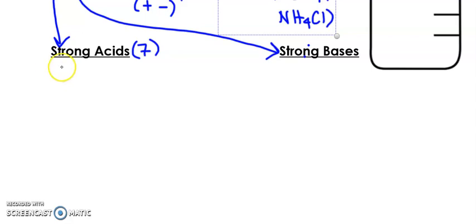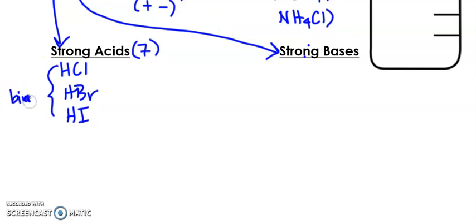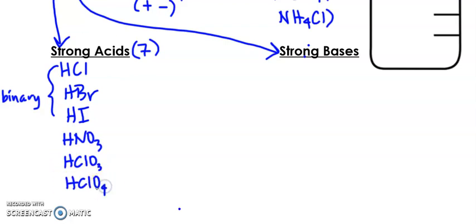So the strong acids are HCl, HBr, and HI. So these 3 are binary. Meaning they're just hydrogen and one element. And then there are some that are ternary, and they are HNO3, so nitric acid, HClO3, HClO4, and H2SO4. And these are ternary.